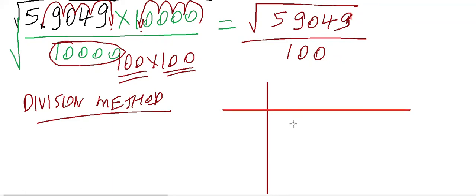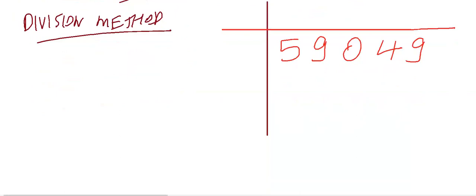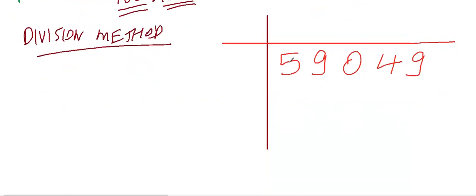What is the second step? Second step, you have to write this number like this, 59049. This is your second step. ठीक है. Third step क्या है? Third step है identify the decimal point. Where is your decimal point in this number? This is the decimal point in this number.